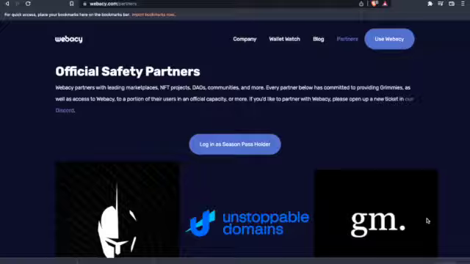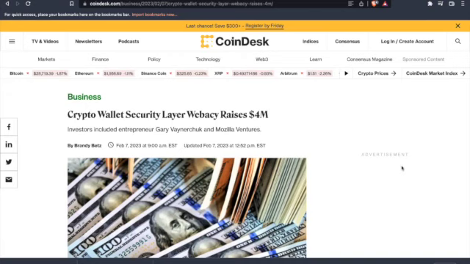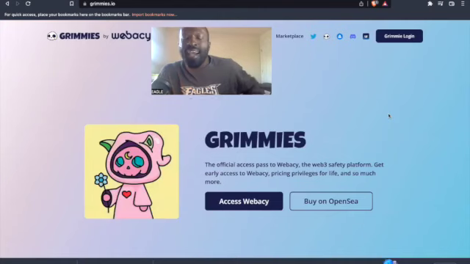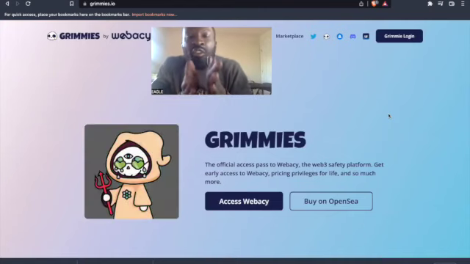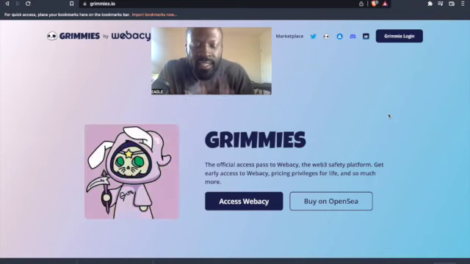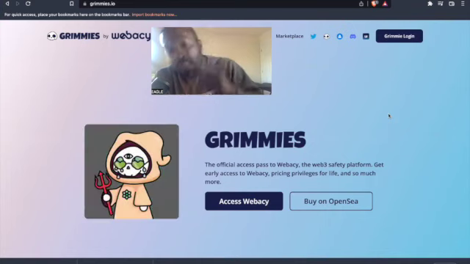Let's get it. Coming in hot from CoinDesk, February 7th, 2023: crypto wallet security layer Webacy raises $4 million. Investors include entrepreneur Gary Vaynerchuk and Mozilla Ventures. And last but not least, ladies and gentlemen, we have Grimmies, the official access pass of Webacy. Get protected.